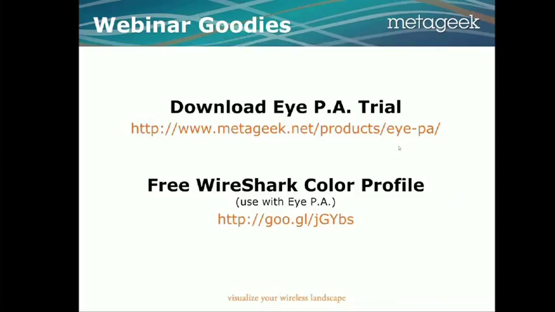I also have a free Wireshark color profile, so you can match Wireshark to IPA, so all the management frames will be purple, the data frames will be blue, and control frames will be orange. Very useful to go back and forth between.